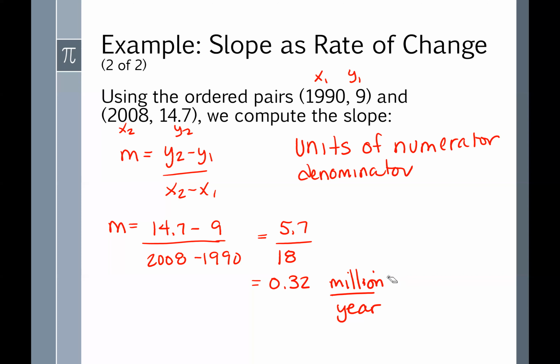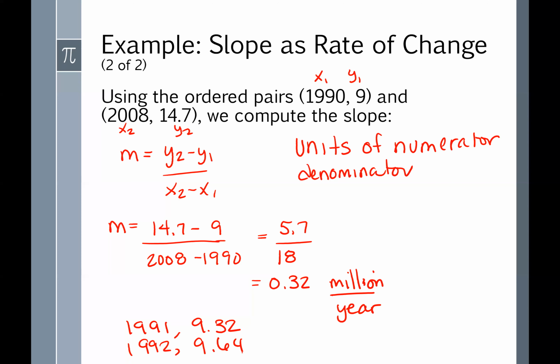This means, since this is linear, every single solitary year, the number of adult men living alone increases by 0.32. So if in 1990 it's 9 million, in 1991 it is 9.32 million. In 1992, it's 9.64 million. So every year, the number of adult men living alone increases by 0.32.